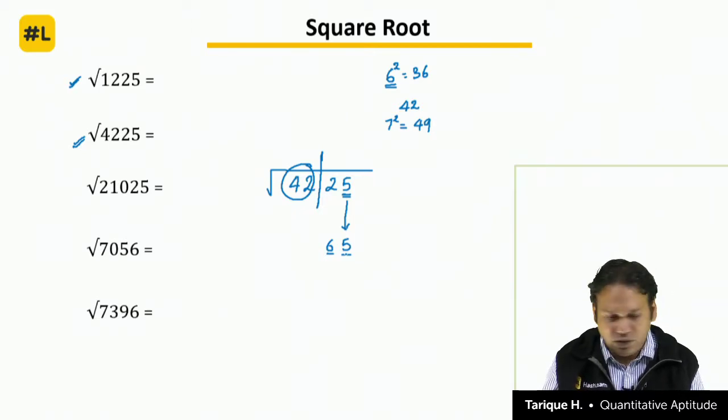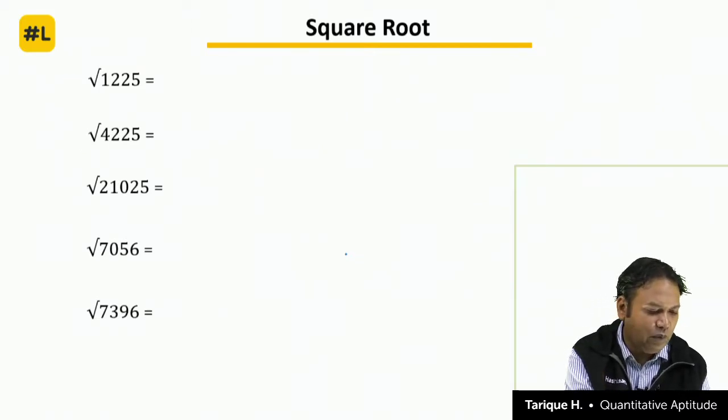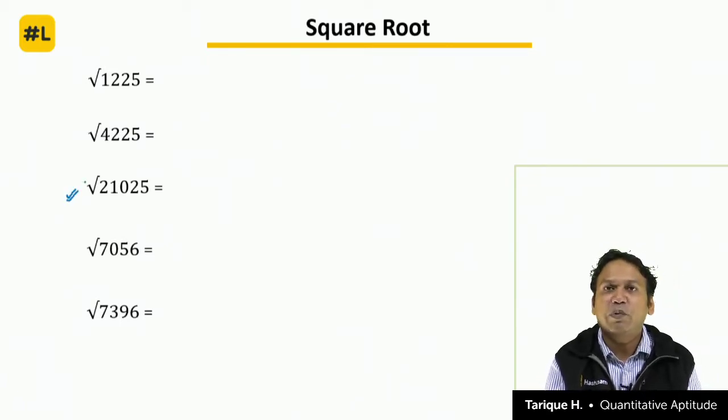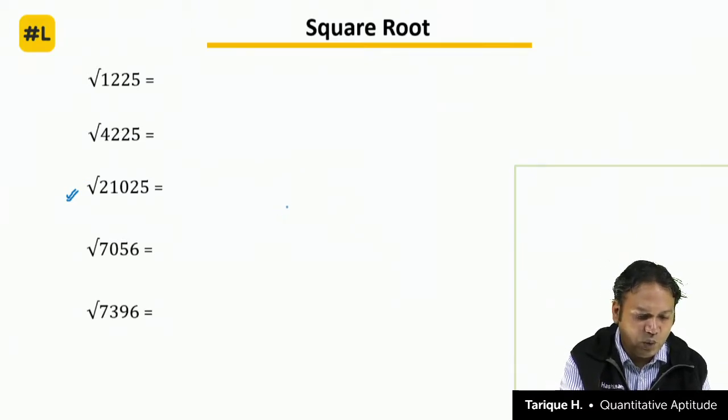So now next, what you should do, try finding the square root of 21025 and post the answer in the comment section. Okay, square root of 21025.